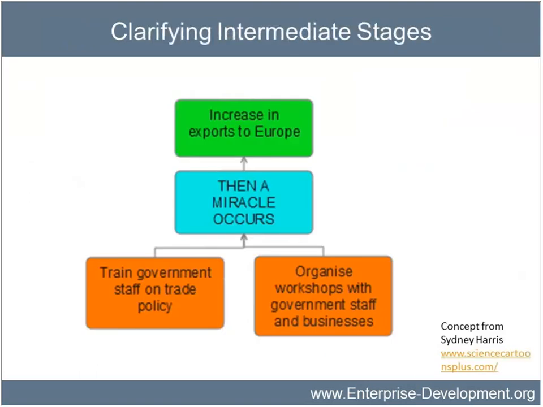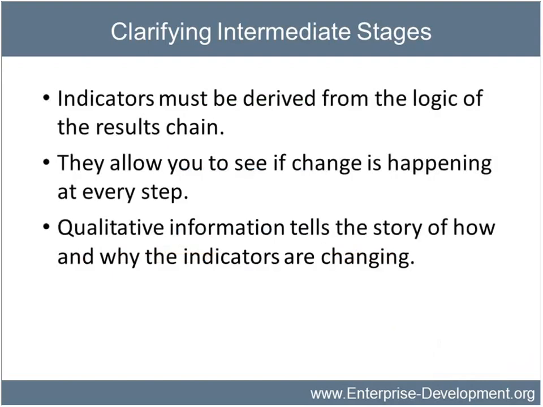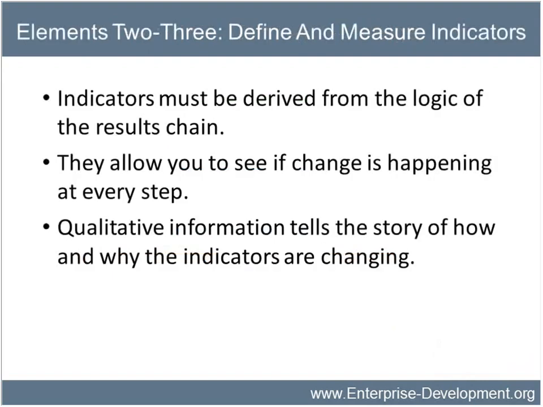Here is a fictional example, which is perhaps not dissimilar to what you do find in some programs. You have very clear activities along the bottom, where it says you train government staff, you organize workshops, you have a very clear goal, increase in exports to Europe. But it's not clear what's in the blue box. It doesn't unpack the miracle. So it doesn't unpack what kind of changes in policy or changes in attitudes, behavior are needed in order to increase exports. So that's the first element.